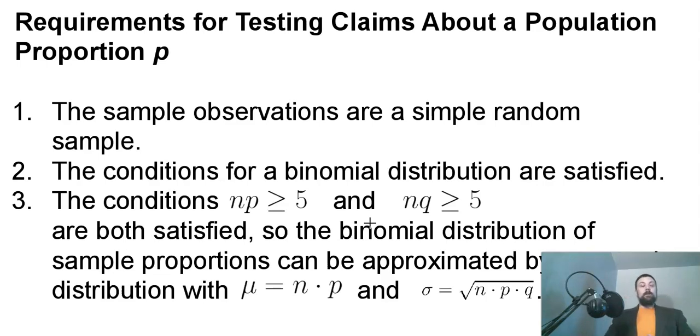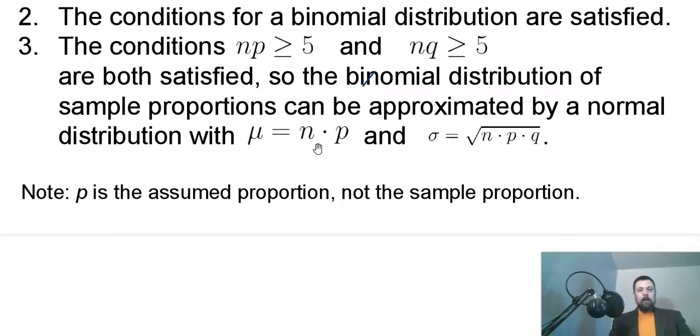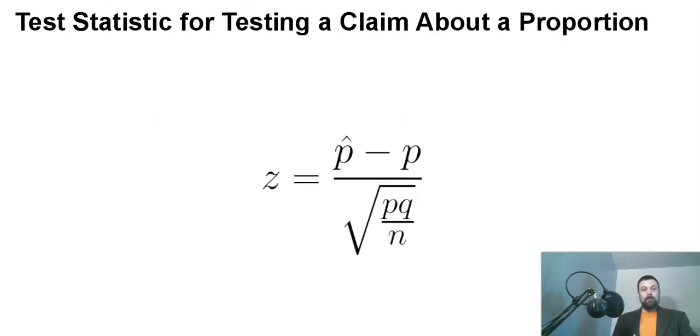By doing so, the binomial distribution of sample proportions can be approximated by a normal distribution, with the mean equal to n times p, which we saw in chapter 5 on the binomial distribution, and the standard deviation equal to the square root of n times p times q. If you take the formula for the z-score and plug these into that formula, that's how you develop the test statistic that we use for testing these claims. So it ties in really nicely with things that we've done previously, the z-score and the binomial distribution mean and standard deviation. When you put those together, it produces the test statistic that we will use, which is this formula here.